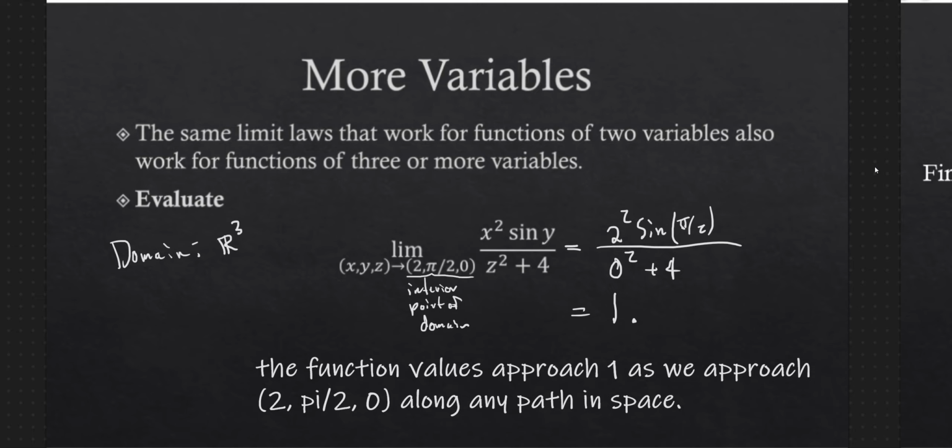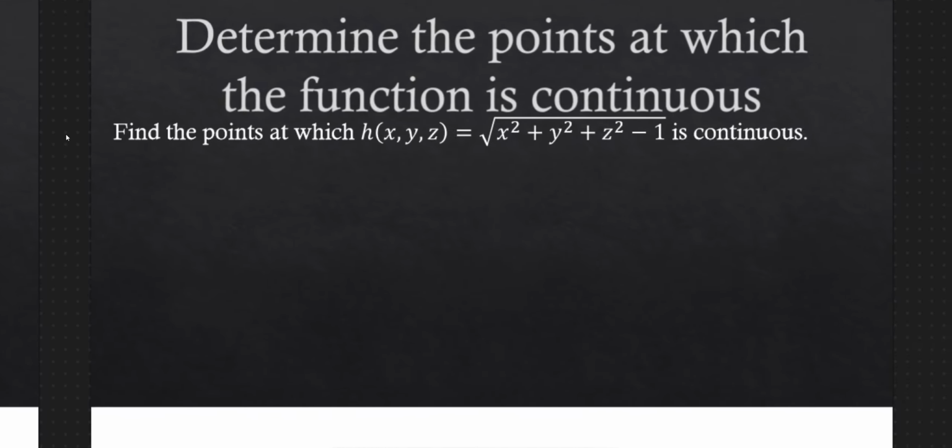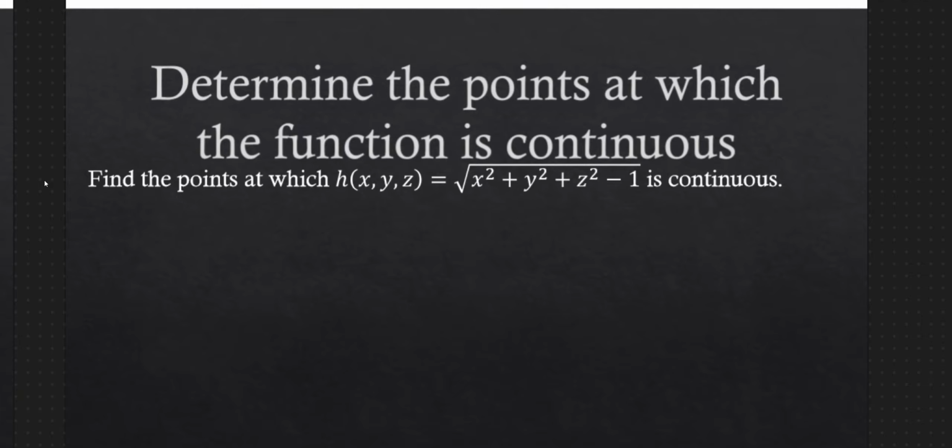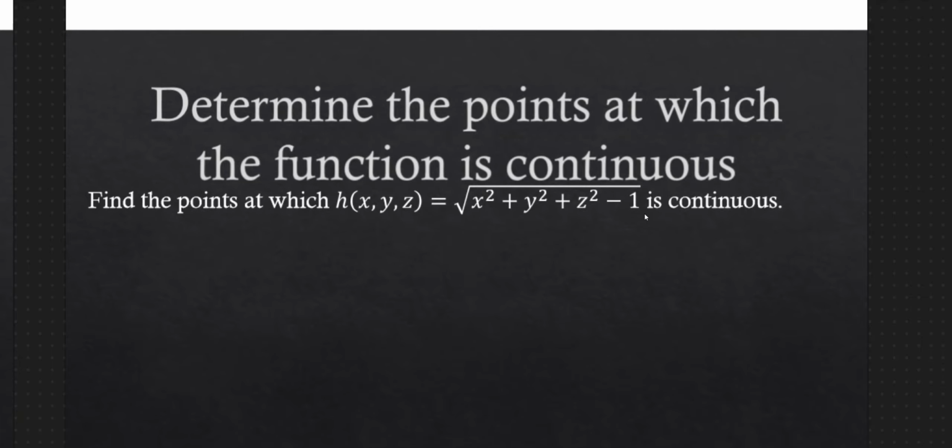All right, and then as I mentioned, this function composition rule still works. So if we have a function of 3 variables that looks like this, h of x, y, z is this. Well, on the outside here, I have a square root of u, where u is x squared plus y squared plus z squared minus 1. I know square root of u is continuous when u is greater than or equal to 0, rather.